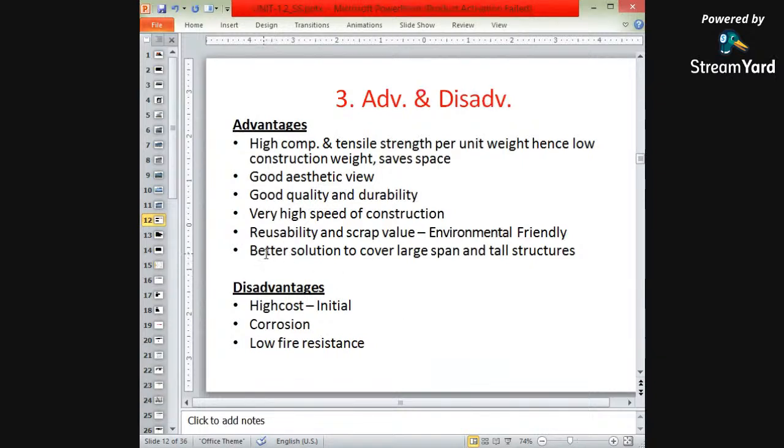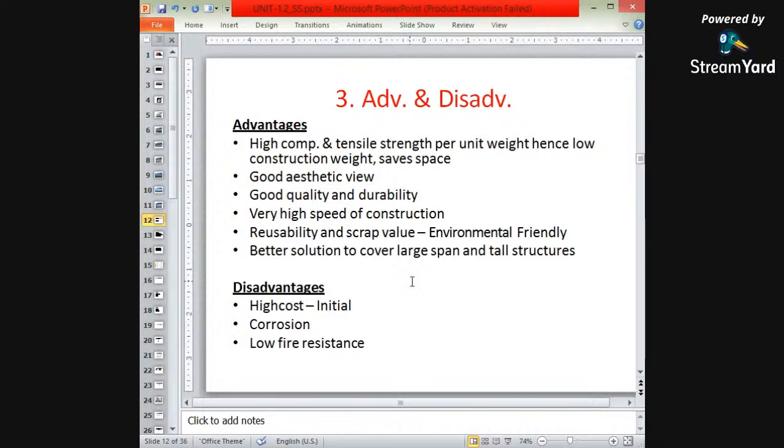Okay? So reusability and scrap value, that is environmentally friendly, and there are better solutions to cover large spans and tall structures. So in tall structures and in large spans also, we can use these steel structures.